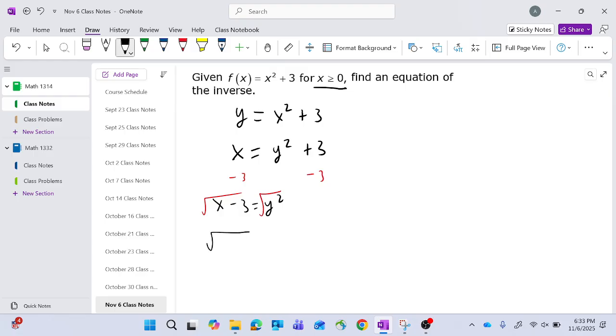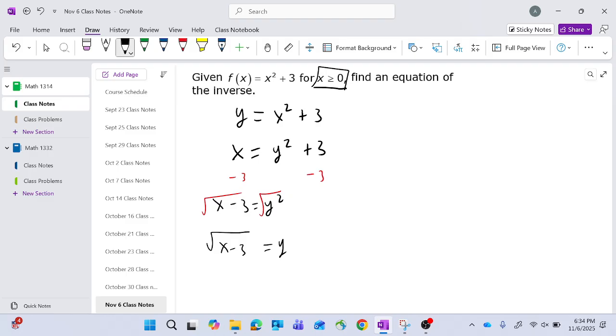So the square root of x minus 3 equals y. And technically, you should have a plus or minus here, right? Because you're taking a square root of a variable. But because we're saying x is greater than or equal to 0, all you do is leave the positive one. I don't think we'll ever get into situations where you have to do anything other than that. I think we're going to always keep it like that. So I wouldn't worry anything about that.